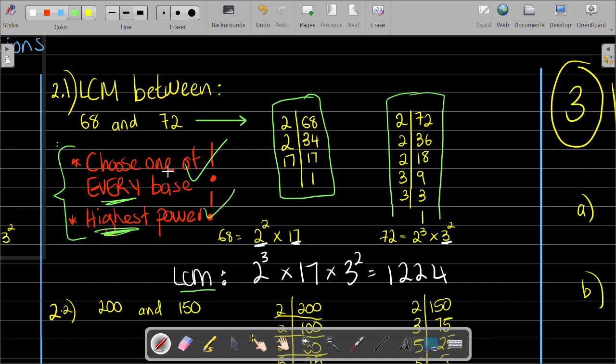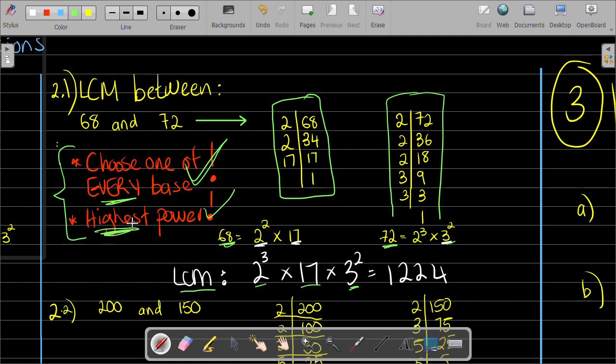So let's choose one of every base. For 68, we have a base of 2, a base of 17. For 72, we have a base of 2, a base of 3. So now we need to choose one of every base. We're going to choose 2. We're going to choose 17, even though it's not common, we want 17. Then 2, you don't choose that again, right? 2 is already there. And then 3. 3 is not there, so we choose 3. And then we have completed that task.